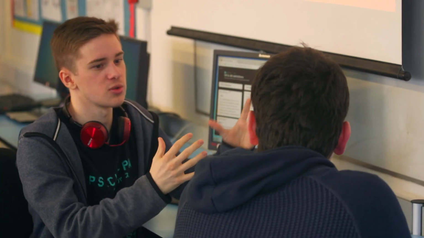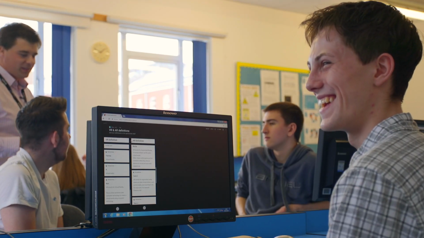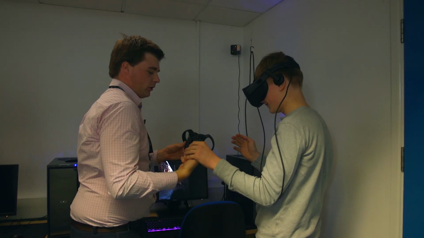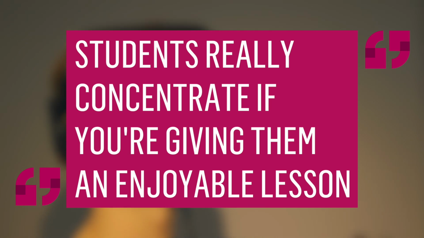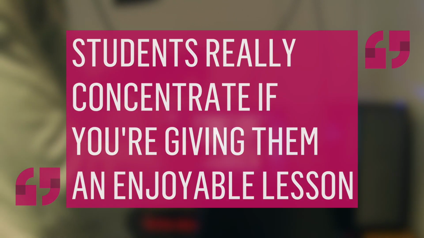One of the key misconceptions is that students will mess around all the time. And actually, if you give them an interesting lesson on a subject they're interested in, a topic that they're learning about that is relevant, then they won't. Students really do concentrate quite well if you're giving them an enjoyable and informative lesson that they can leave the room having learnt at least something new, if not developed a skill further.